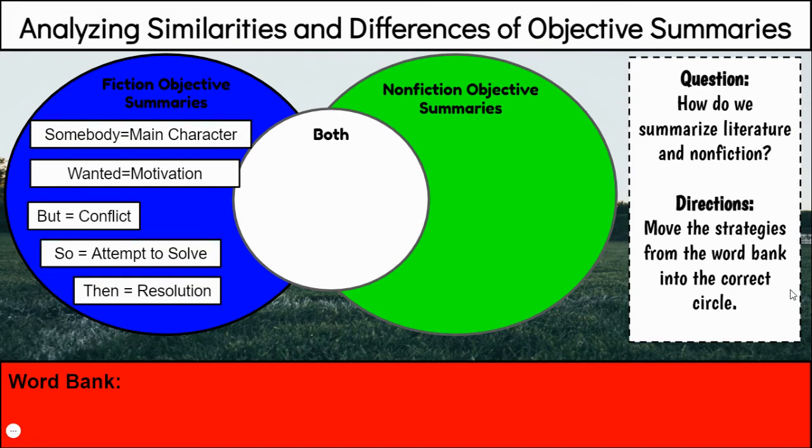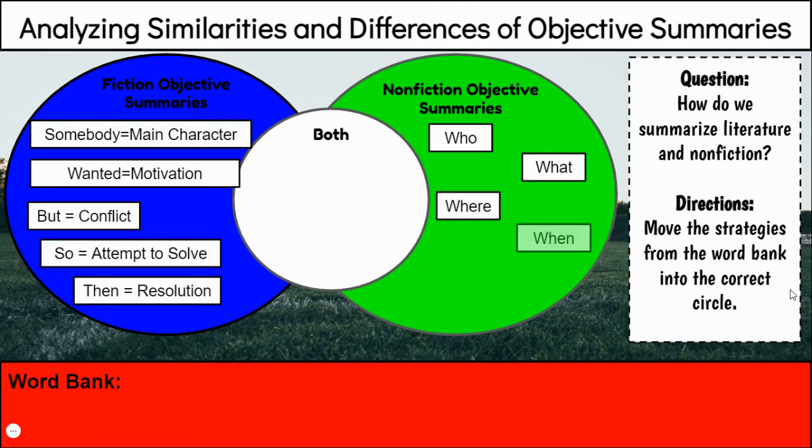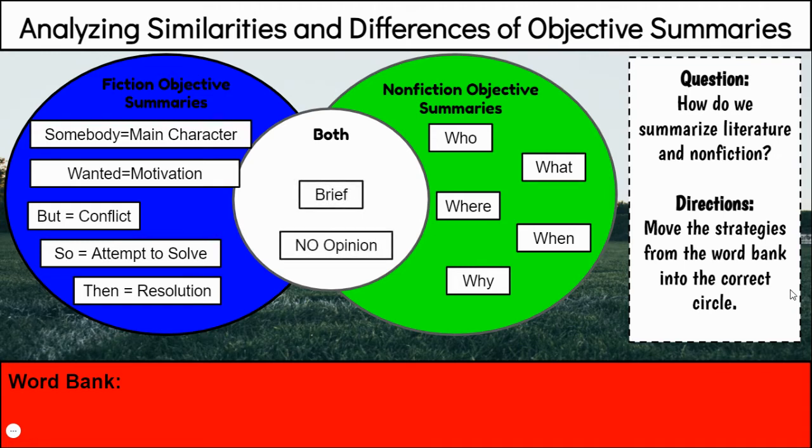Now look at the green circle. When summarizing nonfiction, it's critical to mention the answers to the following questions to make sure that the major information is all covered. We do so by following the structure that includes answering the following questions: who, what, where, when, and why. Now notice the white circle. Both are brief, and neither objective summary includes an opinion. Pause the video to make any corrections if needed.